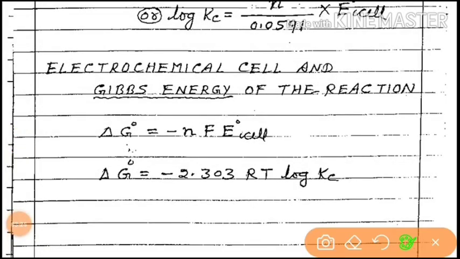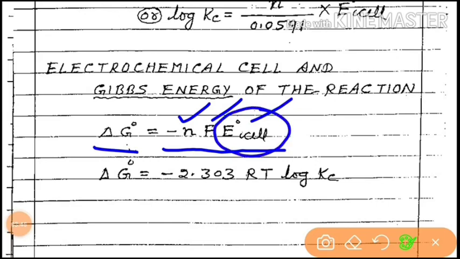Two more chemical expressions are there. Delta G naught is called the standard Gibbs energy change. If anywhere we need to calculate the standard Gibbs energy change, the formula is minus NF E naught cell. N is the number of moles of electrons, F is the Faraday constant, and E naught cell is the EMF of the cell at standard condition. If E naught cell is given in the numerical, then we calculate delta G by using this formula.